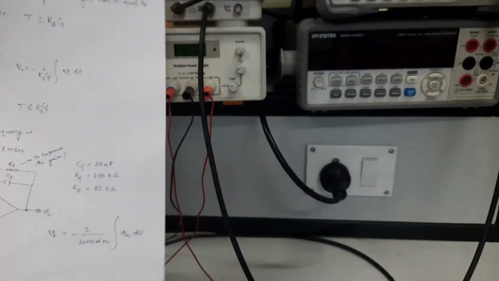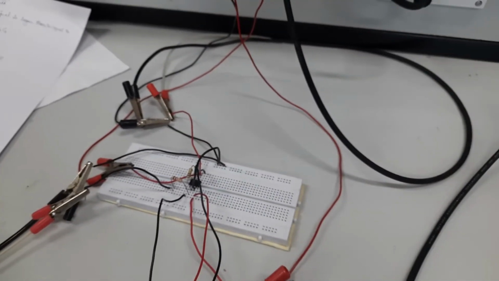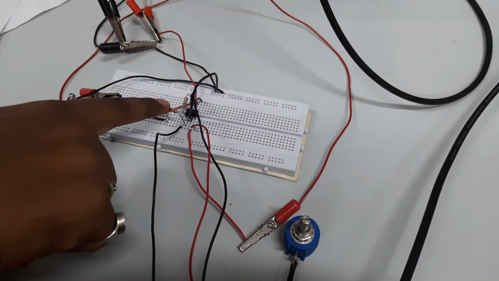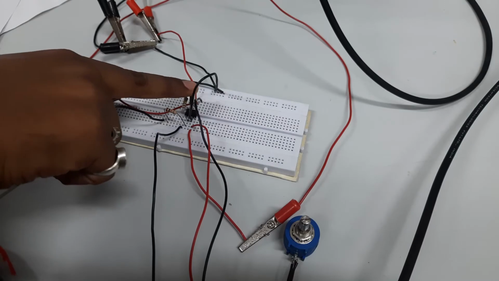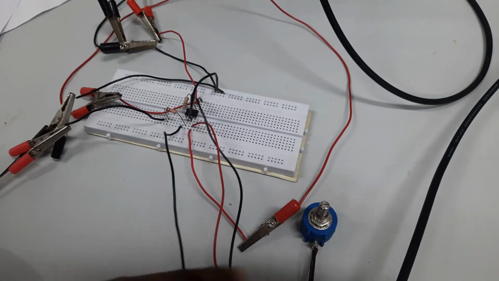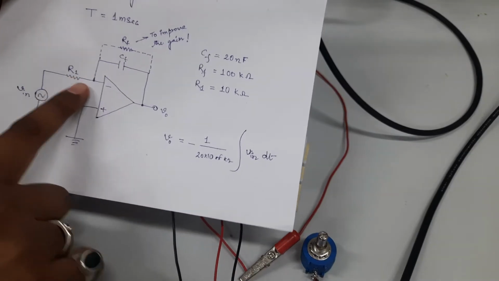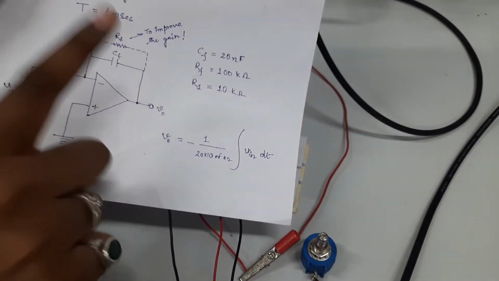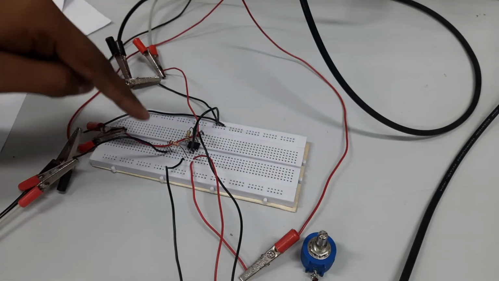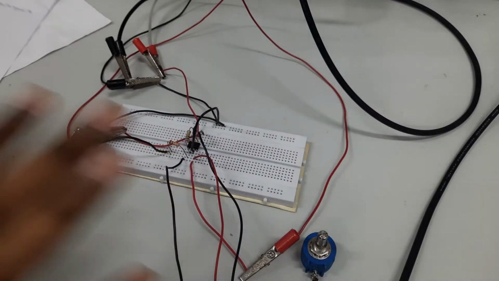Here you can see the circuit is already connected. I just connected all the components on the breadboard. This is the 10 kilo ohm resistance, this is the 20 nanofarad capacitor, and this is the 100 kilo ohm resistance. The offset is already connected, nothing is changed, we just connected R1, RF and CF. The circuit remained the same, but we removed the older resistance and connected this resistance and capacitor according to this circuit diagram to design the integrator.